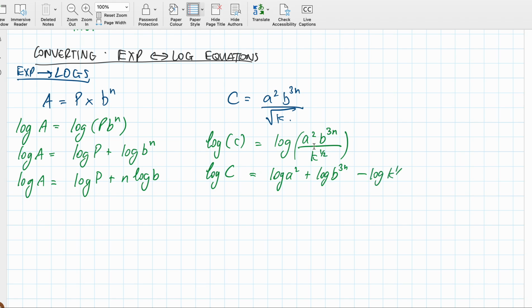And I'm just breaking this apart. So these are times together, so a squared plus log b to the 3n. And then we're going to take away log k to the half because it's dividing. Next step, get rid of the powers. And that's it. So there we go, we've converted both of these exponential forms into log forms, log equations.